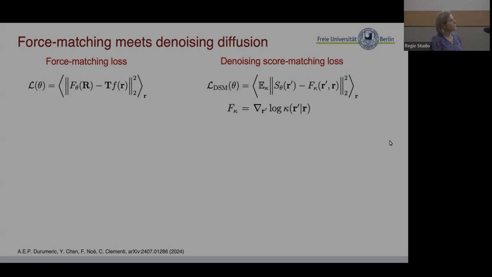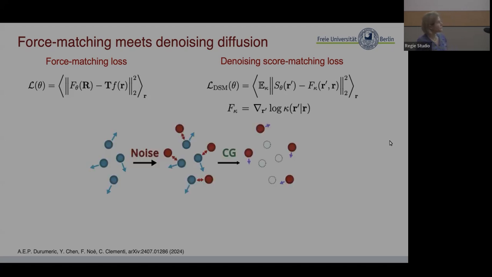And then you put a neural network here to learn the noising force. And if you learn the noising force, you can remove it from the data and you learn to denoise it. And this is how diffusion models work. But there are a lot of similarities between these two. In both cases, you learn a force. So we said, why don't we combine the two things?